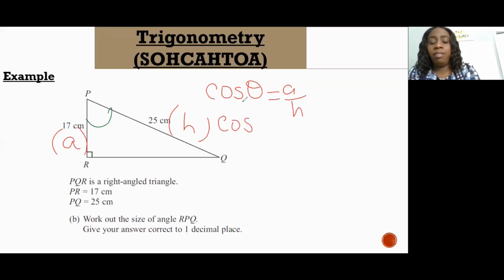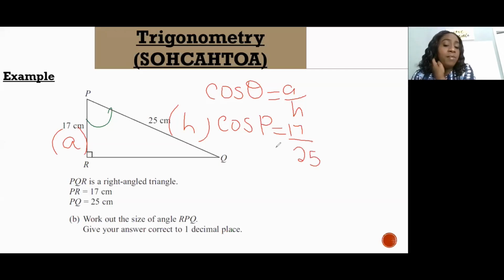Cosine theta represents the angle. I don't know the angle, so I'm going to put in P. That's the angle they're telling me to find. It's equal to the adjacent side, which is 17. I'm substituting now. It's equal to the adjacent side over 25. Now, we are solving for P.